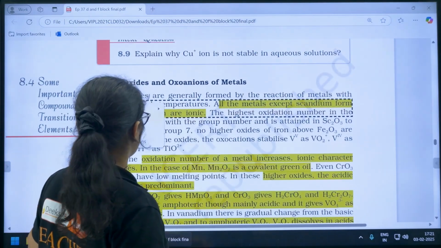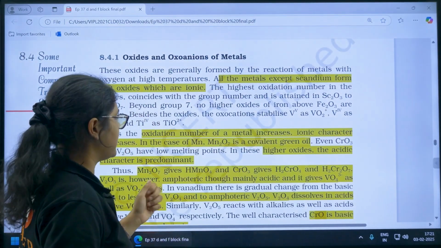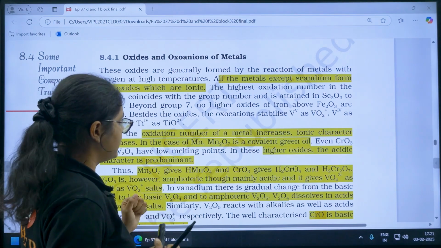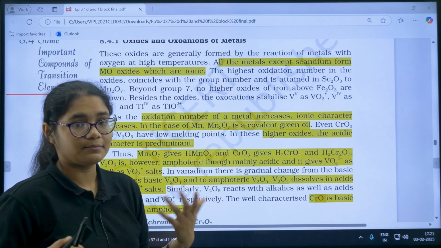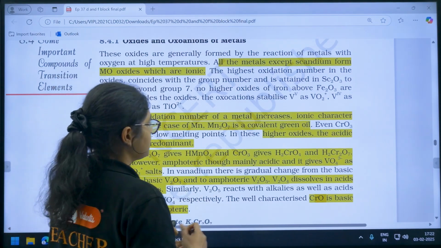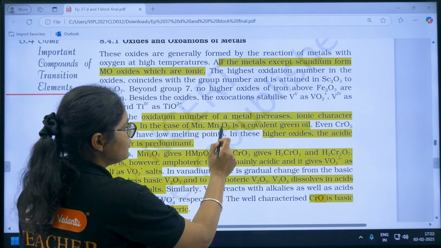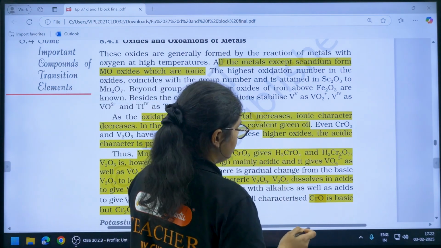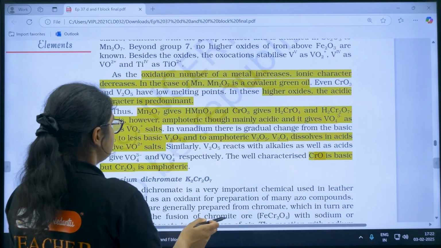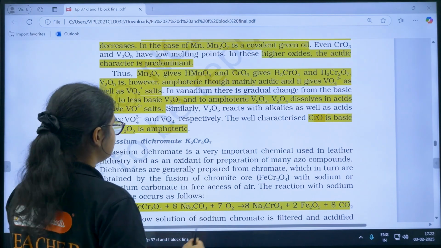Now coming forward to oxides. Oxides are generally ionic in nature, except scandium forms MO oxides. Now as the oxidation number increases, the ionic character decreases. You can see here, as the oxidation number of a metal increases, the ionic character decreases. In case of manganese, Mn2O7 is a covalent green oil. So you remember the color, and the acidic character is predominant. So here you see higher oxidation states will be acidic in nature.